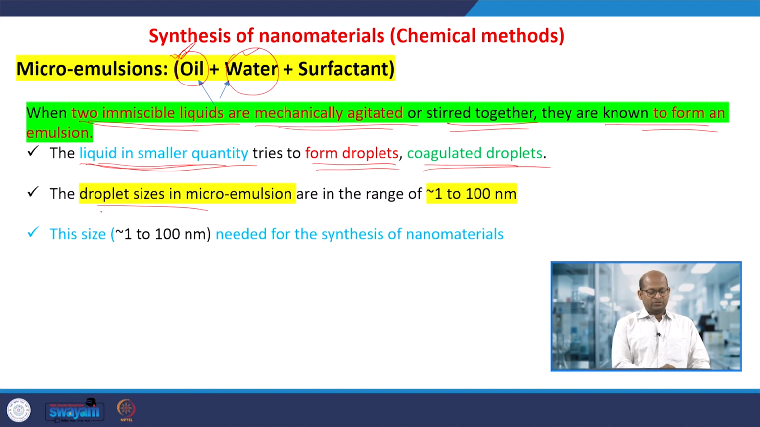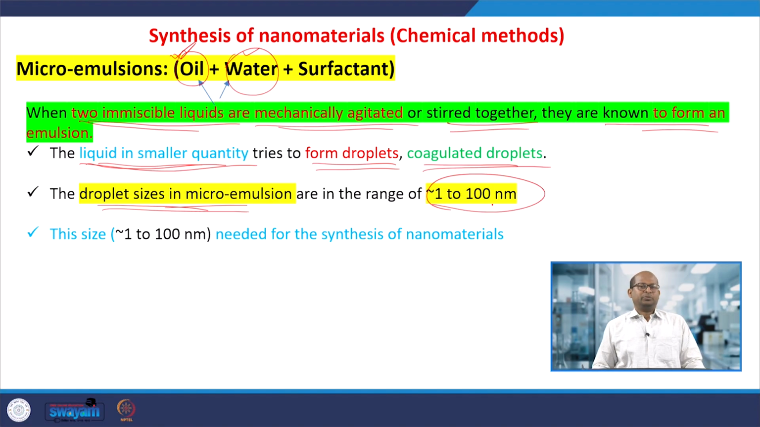Usually the droplets formed in the microemulsion method are within the range of 1 to 100 nanometers. The droplet formation happens through the microemulsion route. So within that range, the microemulsion, that is an oil and water combination, forms smaller micellar structures, which we can use for the synthesis of nanomaterials.